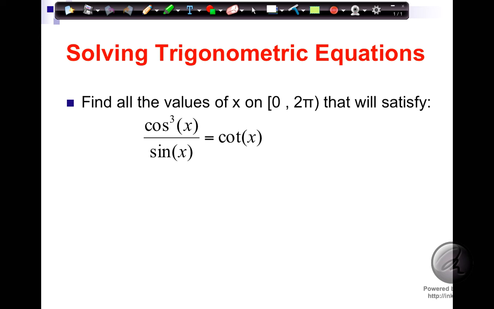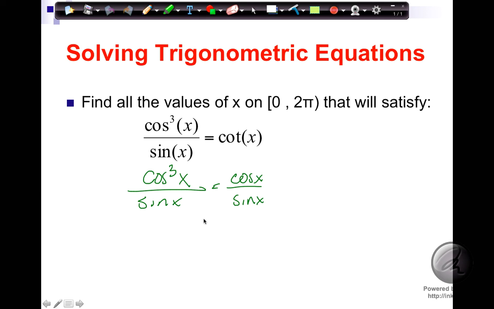So now we have an equation, so we have to work with both sides of the equal sign. The question is, how are we going to do it? First and foremost, do not try to multiply both sides by a function or divide both sides by a function. That usually is going to mess you up a little bit. Let's just first deal with this being cosine cubed x over sine of x equals, well, cotangent, I don't like cotangent. I kind of want to see it as cosine x over sine of x.